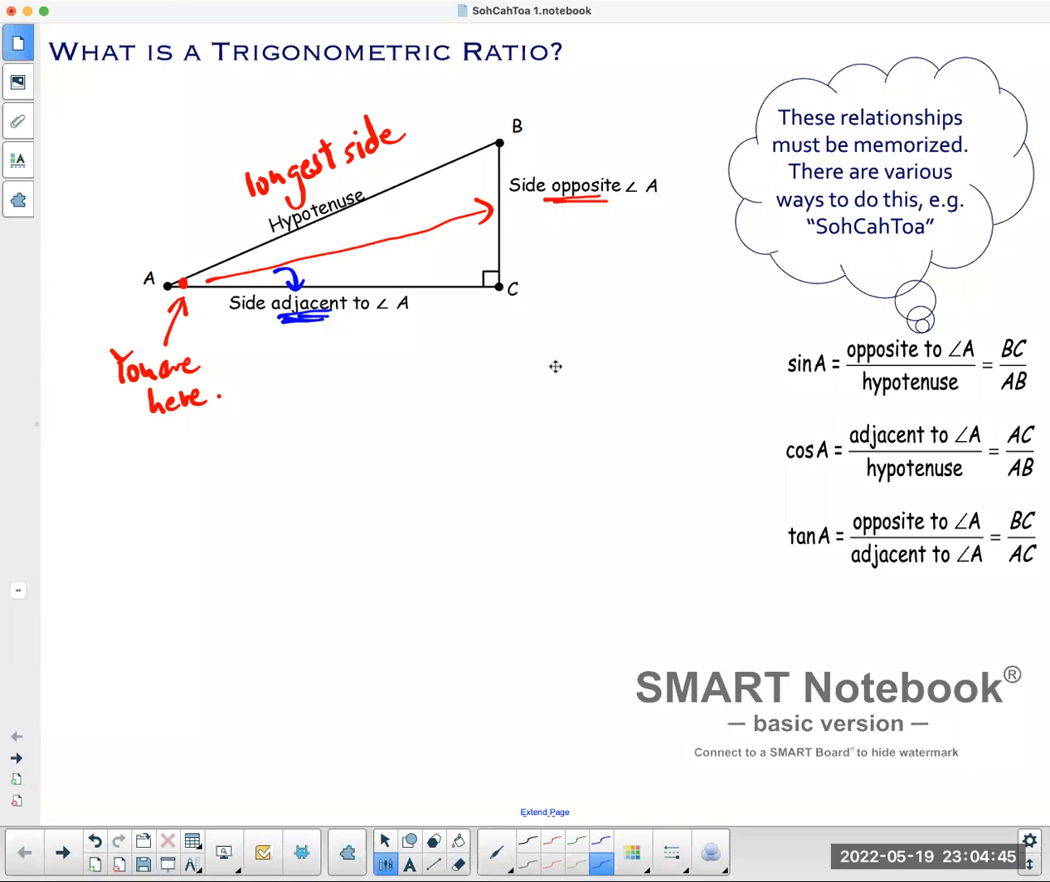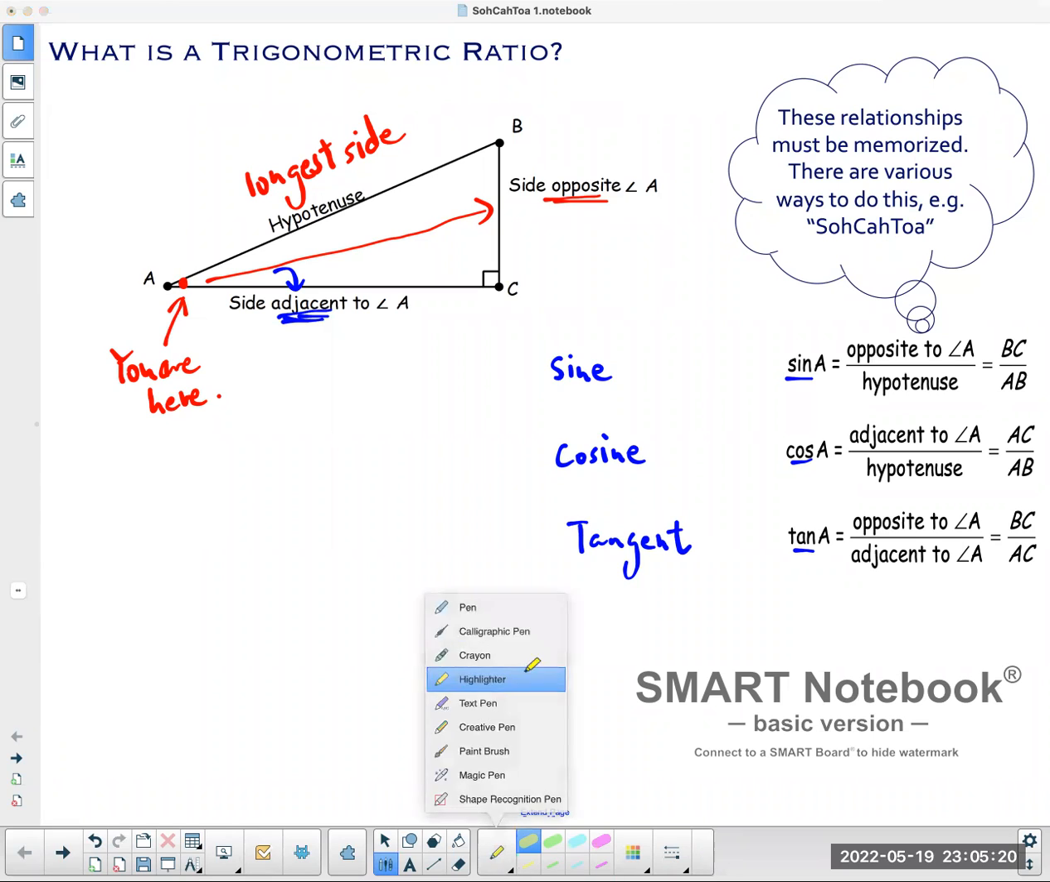The sine ratio, with the short form of sin, is the ratio of the opposite side and the hypotenuse side. The cosine ratio, with the short form cos, is equal to the adjacent side divided by the hypotenuse side. And then the tangent ratio, which has a short form of tan, is equal to the opposite side divided by the adjacent side.